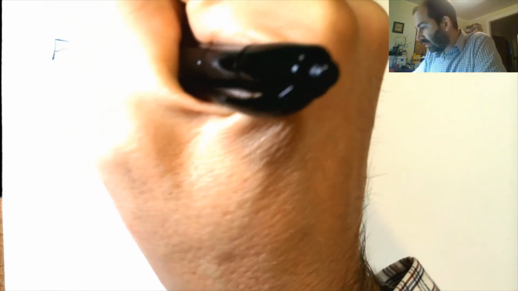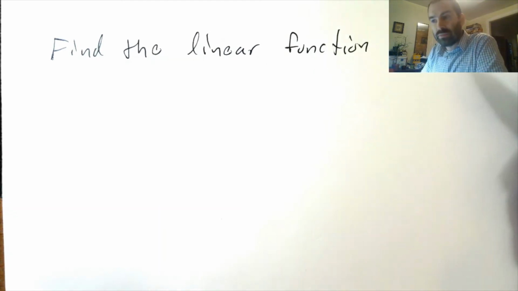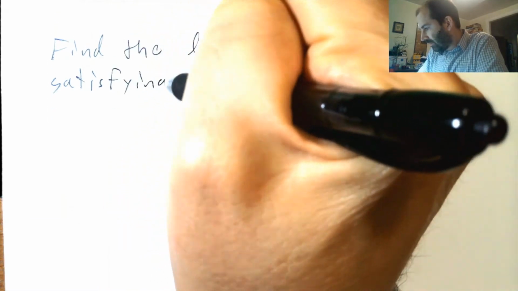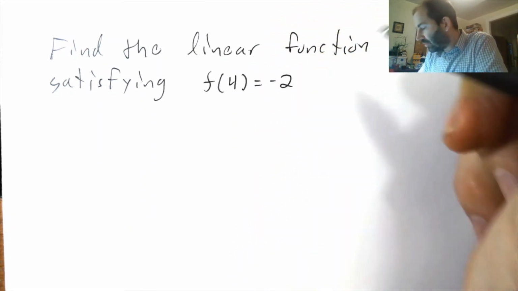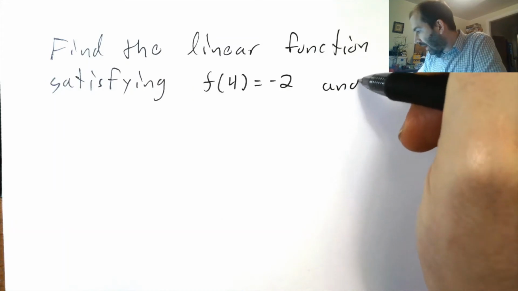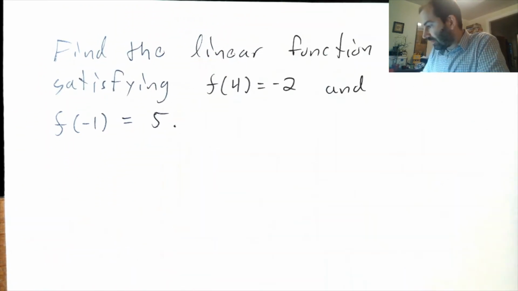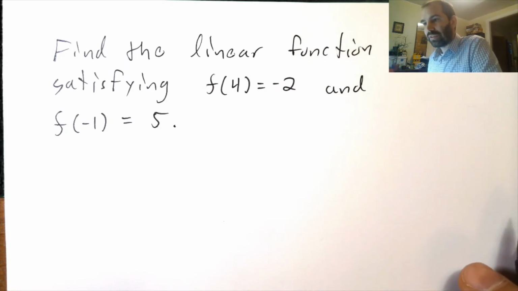All right, so find the linear function satisfying, let's say, f of 4 equals negative 2, and f of negative 1 equals 5. Didn't give you the slope this time. Okay, but maybe we can still work with this.